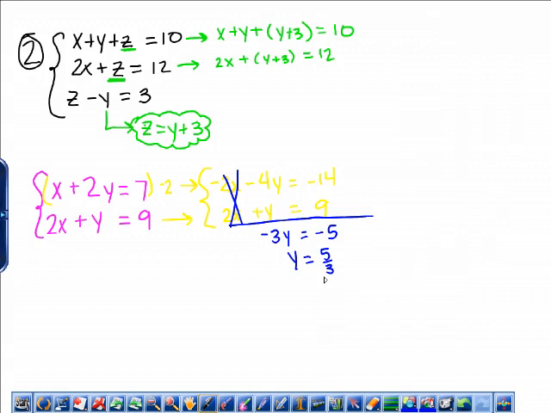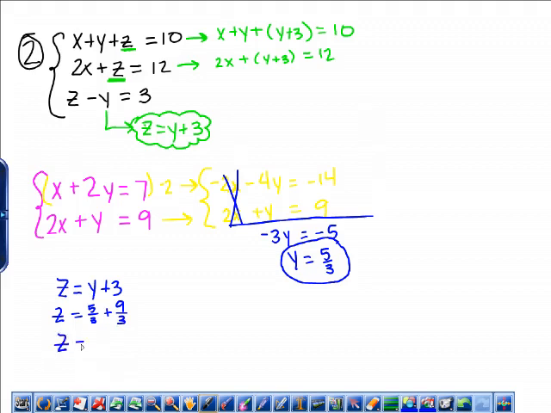All right. What would be the next best variable to solve here? Yeah, I would go for z, because z is in terms of y. So z equals y plus 3. So z equals 5/3 plus 3. How could I rewrite 3 to help me out here? 9/3. All right, so what is 5/3 plus 9/3? 14/3. So z is 14/3.